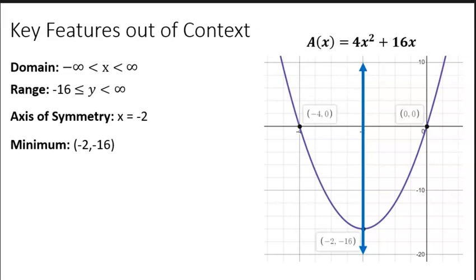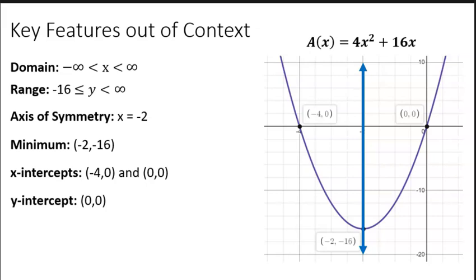The x-intercepts, which are the points where the parabola passes through the x-axis, are (-4, 0) and (0, 0). The y-intercept, or point where the parabola intersects the y-axis, is (0, 0). The interval of increase are x values where the function increases. The function increases when x increases from -2 to infinity, and the interval of decrease, which are values of x where the function is decreasing, is from -infinity until -2.